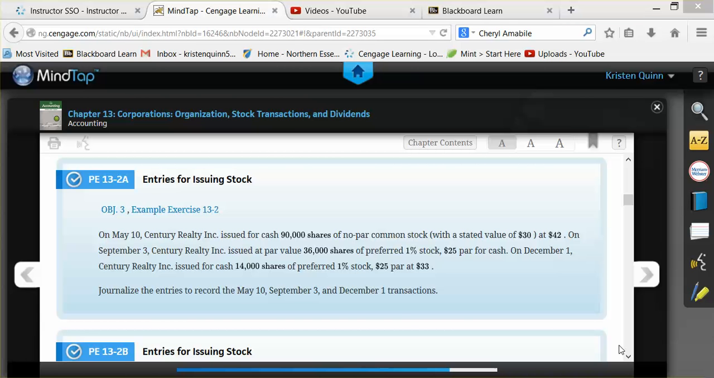And on December 1st, Century Realty issued for cash 14,000 shares of preferred 1% stock that has a $25 par value at $33. So they want us to journalize the entries to record the May 10th, September 3rd, and December 1st entries.